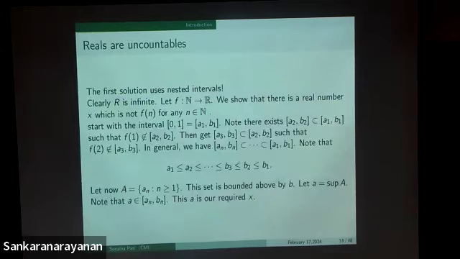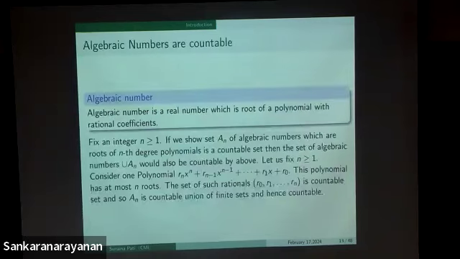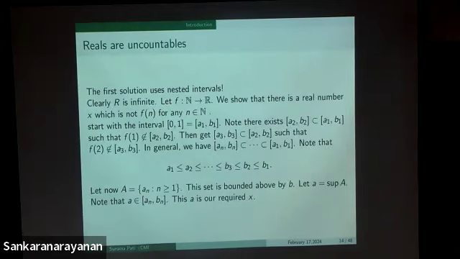Cool. Now the reals are uncountable. Very sad. There are multiple proofs of why reals are uncountable. I guess many people know about the Cantor diagonalization proof. There's one which uses nested intervals. So I'll give you the nested interval proof, which is a bit technical, so bear with me if you don't know.